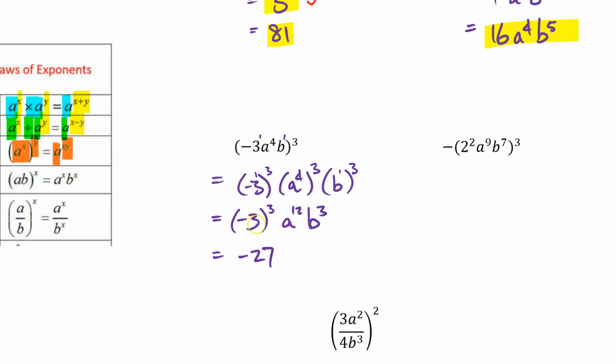Okay, negative 3 times negative 3 is positive 9. 9 times negative 3 is negative 27. A12, B3. Done.